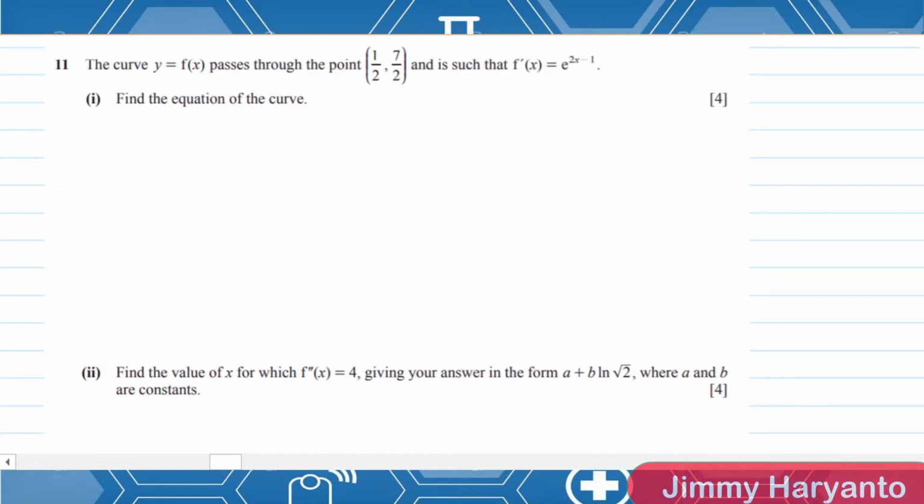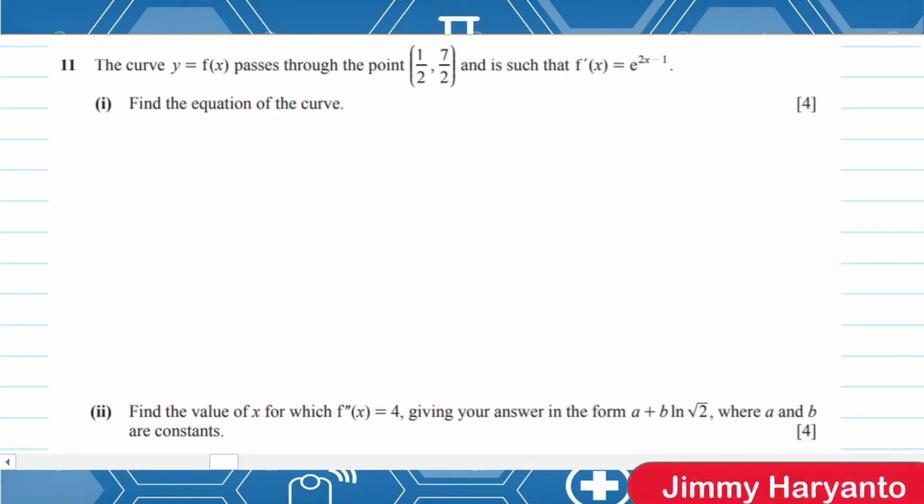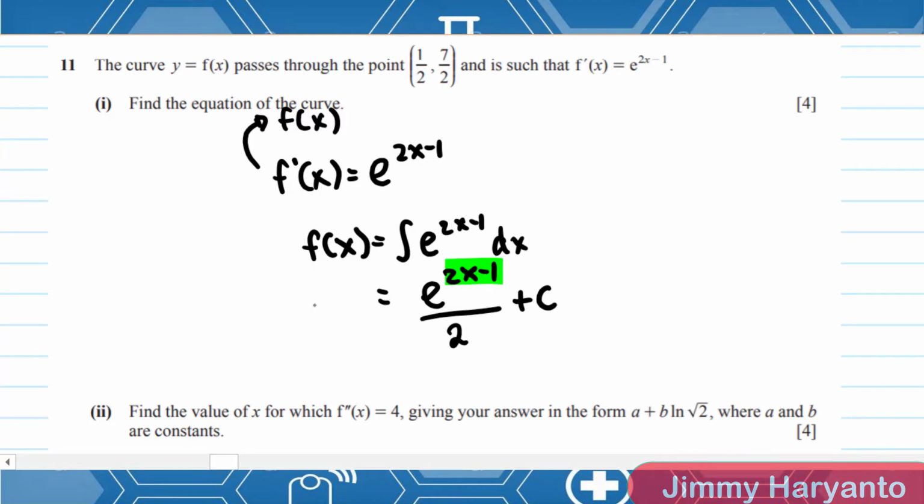The curve of f(x) passes through a point, such that f'(x) equals 2e to the power of 2x minus 1. Find the equation of the curve. Okay, equation of the curve means f(x), right? If you have f'(x) and you want to get f(x), that means you have to integrate. So f(x) will be the integration of e to the power of 2x minus 1 dx. The integration of e will be e to the 2x minus 1 over the differentiation of 2x minus 1, which is 2, and then you have to plus c.